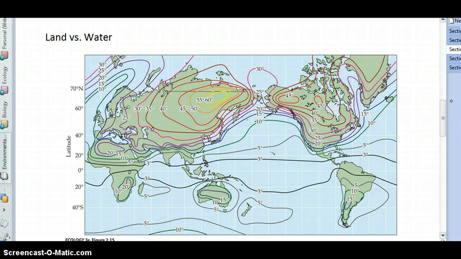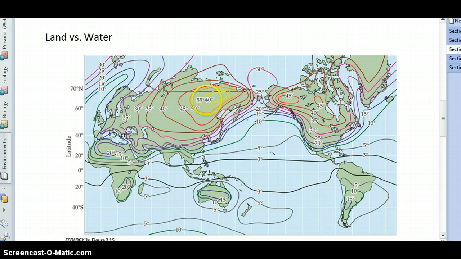Because water has the ability to either absorb a lot of heat or release heat, it tends to have a moderating effect on climate. That is, you could say also the temperature of water does not change as dramatically as the temperature of land. So in the middle of large continents, you have what you call a continental climate.